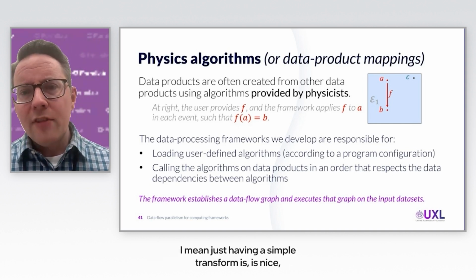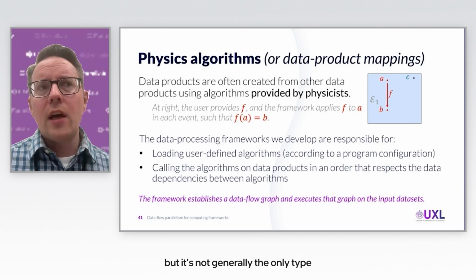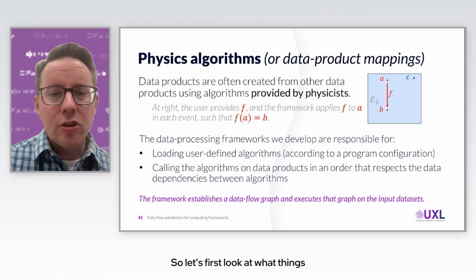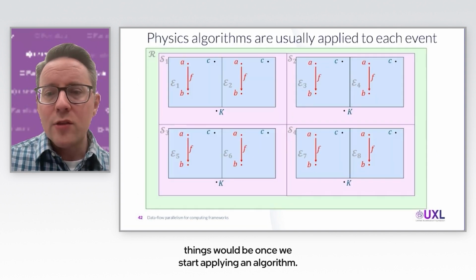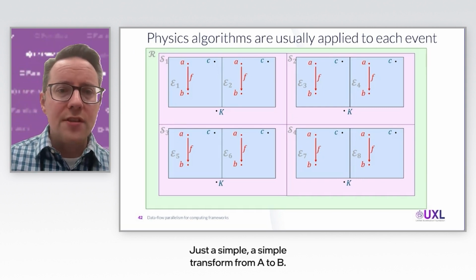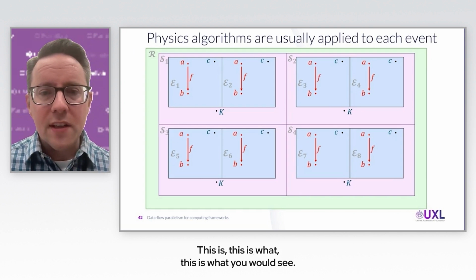I mean, just having a simple transform is nice, but it's not generally the only type of processing that is done. So let's first look at what things would be once we start applying an algorithm, just a simple transform from A to B. This is what you would see. You see a lot of regularity here.